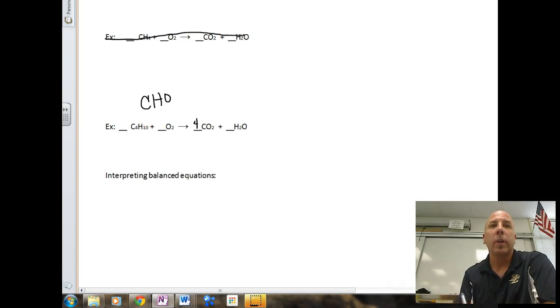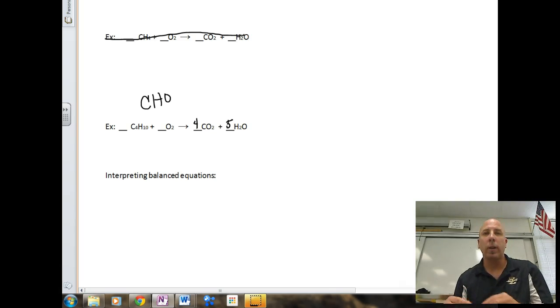Hydrogens come next. On my reactant side, I have 10. On my product side, I have 2. So I'm going to place a coefficient in front of the water that, when multiplied by 2, gives me 10, and that would be 5. 5 times 2 is 10. So now we have 10 hydrogens on both sides.